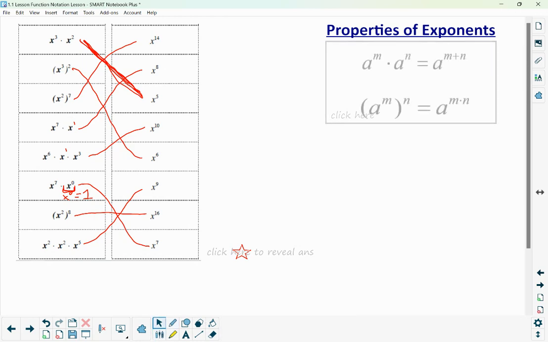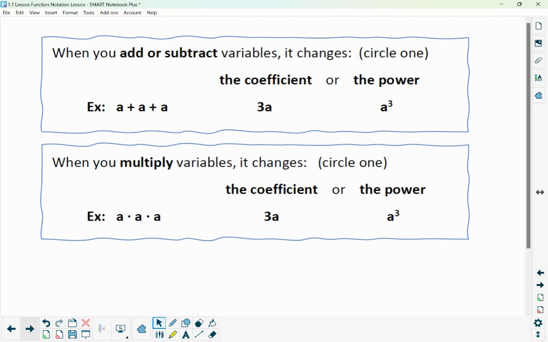And then here are those exponent properties again. If you have a situation where you are adding variables together, like a plus a plus a, that is going to change the coefficient. We have 3 a's. When you are multiplying variables together, like a times a times a, that is going to change the power. We represent that with a to the 3rd.